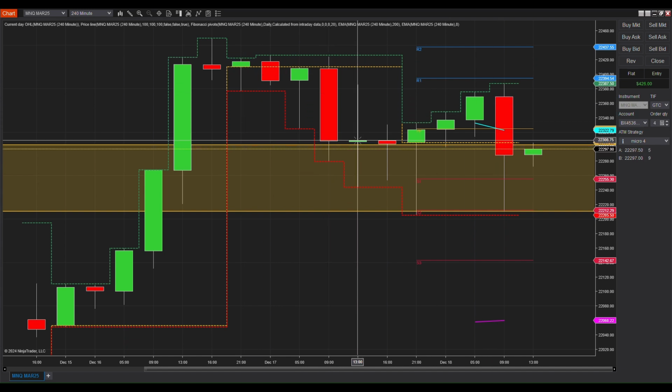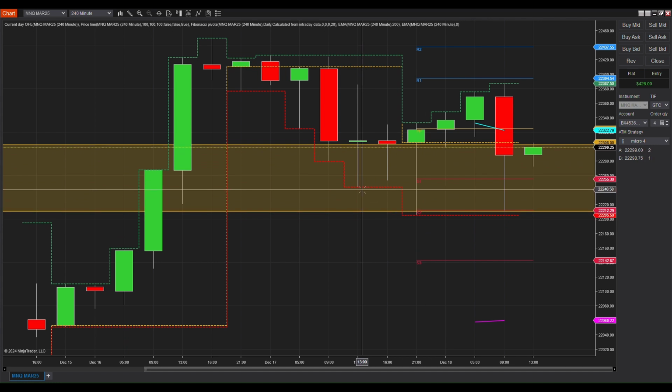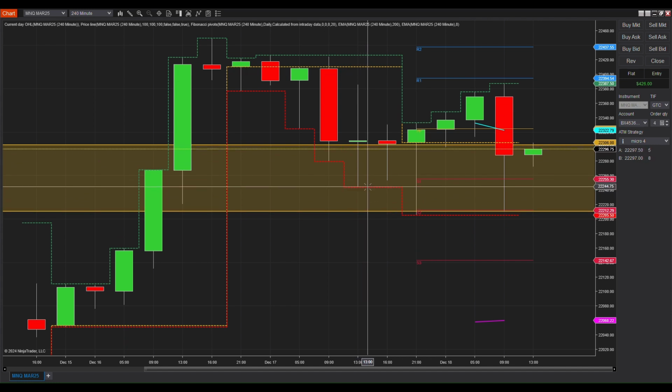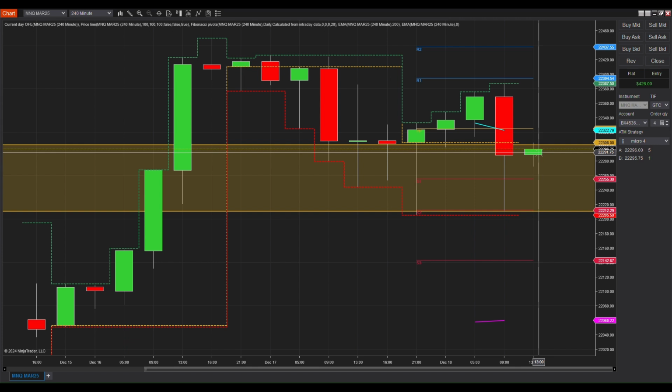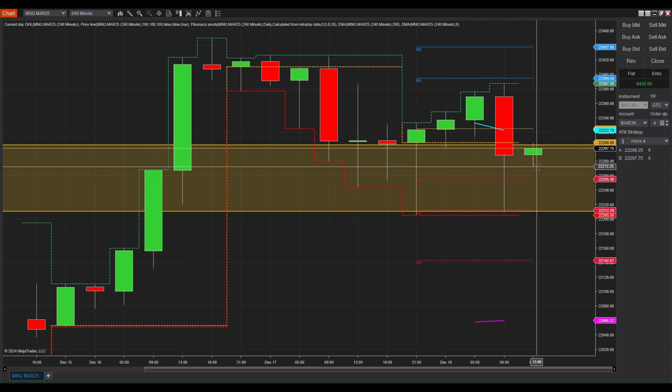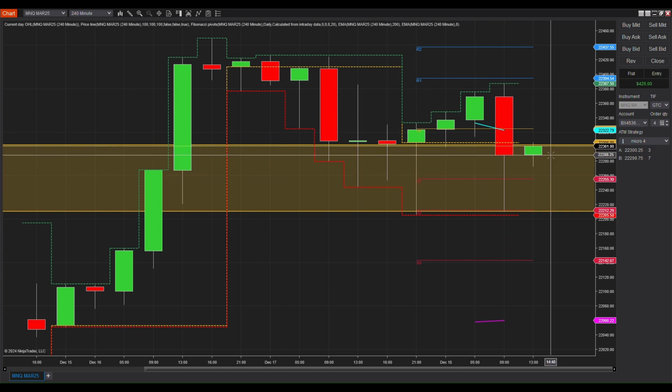You see, this is the 9 o'clock 4-hour candle. Made the low, then came back up. So this is the low of yesterday. And the low of yesterday was formed by this 4-hour candle. So this is looking at the bigger time frame.